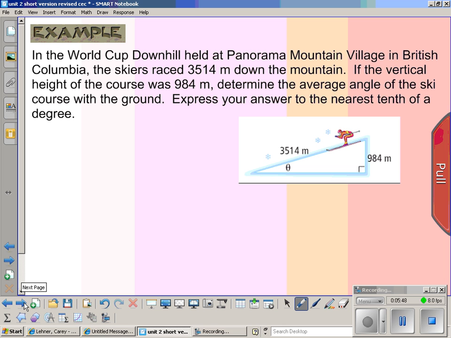So what we have here is the World Cup downhill that's held at Panorama Mountain Village in British Columbia. The skiers raced 3,514 meters down the mountain. If the vertical height of the course was 984 meters, determine the average angle of the ski course with the ground. Express your answer to the nearest tenth of a degree. Tenth means 1 decimal.